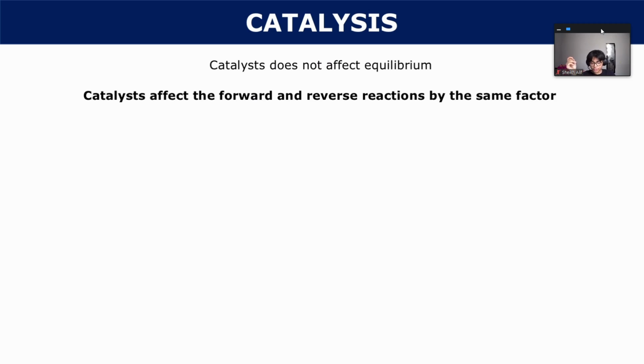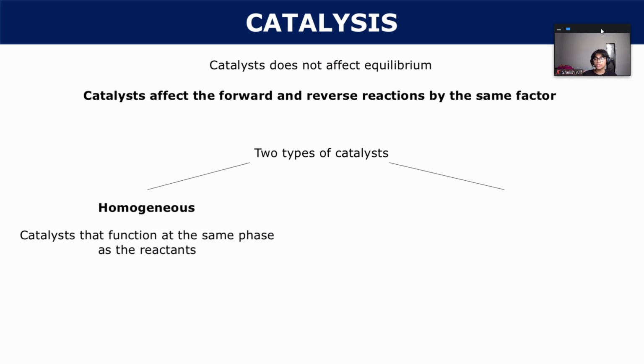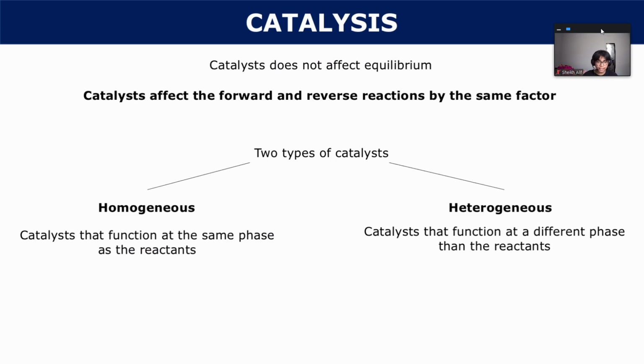Another thing is that there are two types of catalysts. First is homogeneous, catalysts that function in the same phase as the reactants. And second is heterogeneous, catalysts that function in a different phase from the reactants. Alright, I think that's all the lesson bit. Let's do a bit of practice to solidify all this.